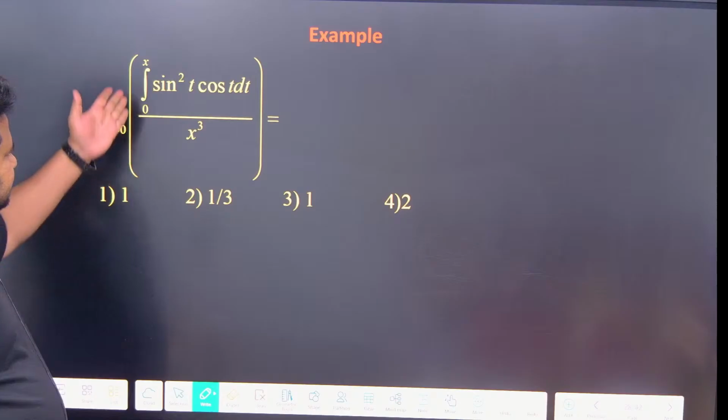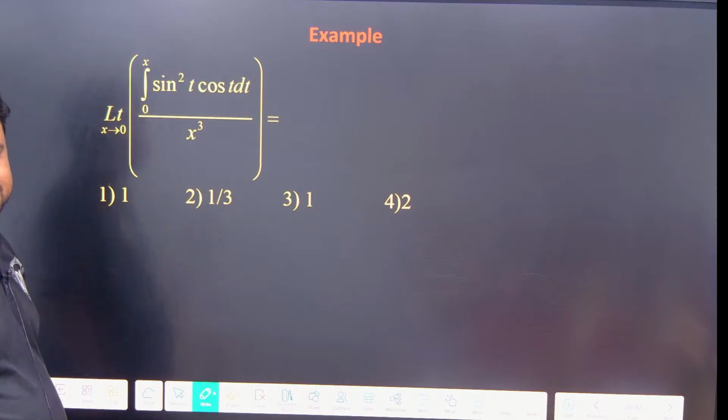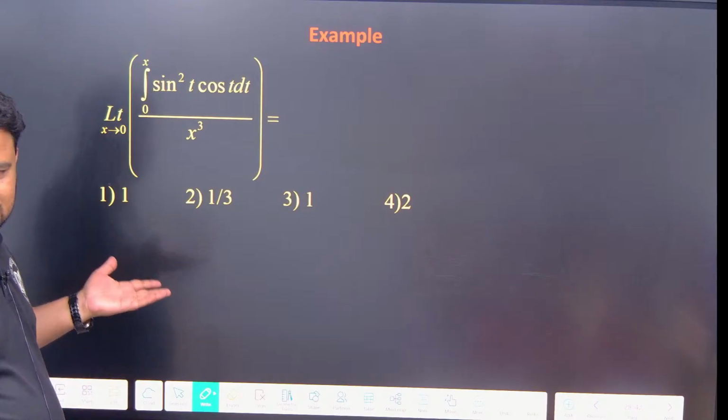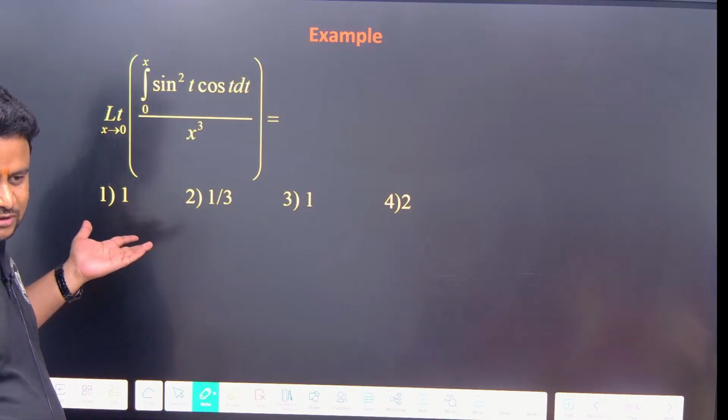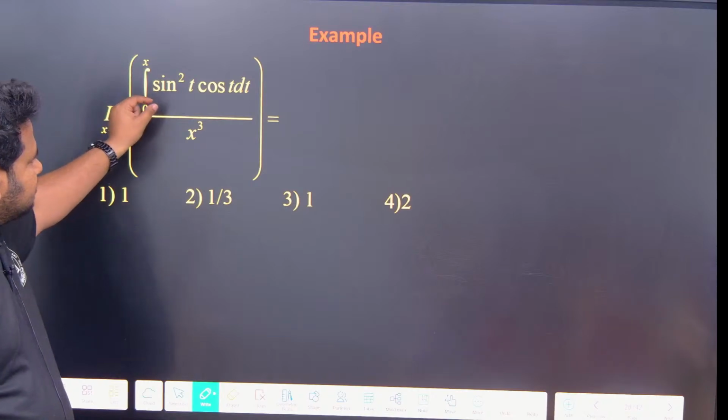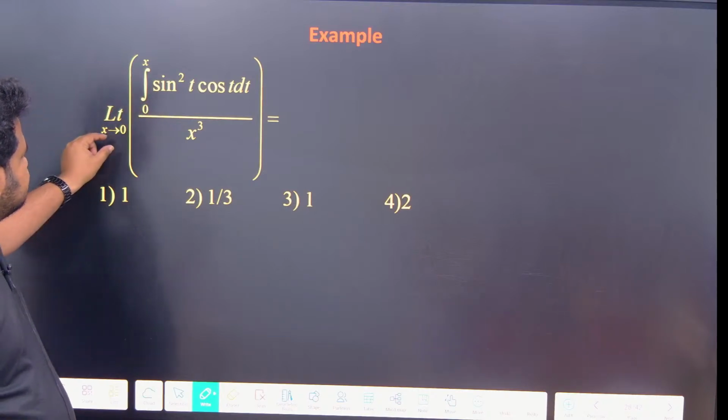You may ask, integration is there, limit is there, where is the differentiation? There is no differentiation at all, correct? Why should I apply Leibniz rule? See, if I apply x is equal to 0, what will this become?